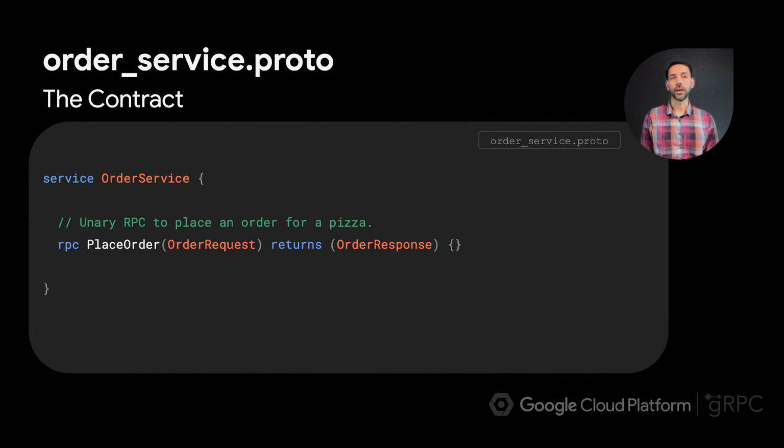Protobuf allows you to define the contract between the client and the server. Here, we've defined the API to place an order for a pizza. The name of the RPC method is placeOrder. It takes a request message of type order request and returns a response message of type order response. Request and response messages are types themselves that allow you to group any number of fields in them. This RPC is an example of a unary RPC which is used for simple request and response scenarios. We will look at other RPC types later on in this video.